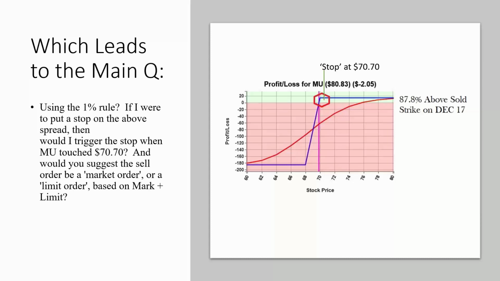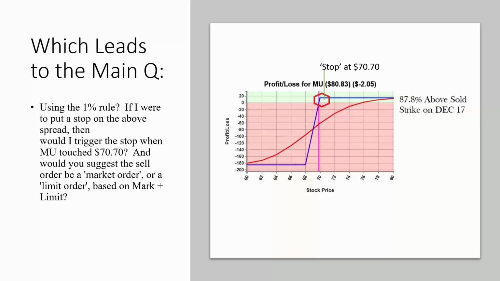Yes. Take our short put strike price here in the bull put of 70. If we sold the 70 and bought the 68, my 1% alert would be set at $70.70. Now, if that trigger's hit and I've decided to close the position, would you suggest the closing order be a market order or limit order based on mark plus limit?